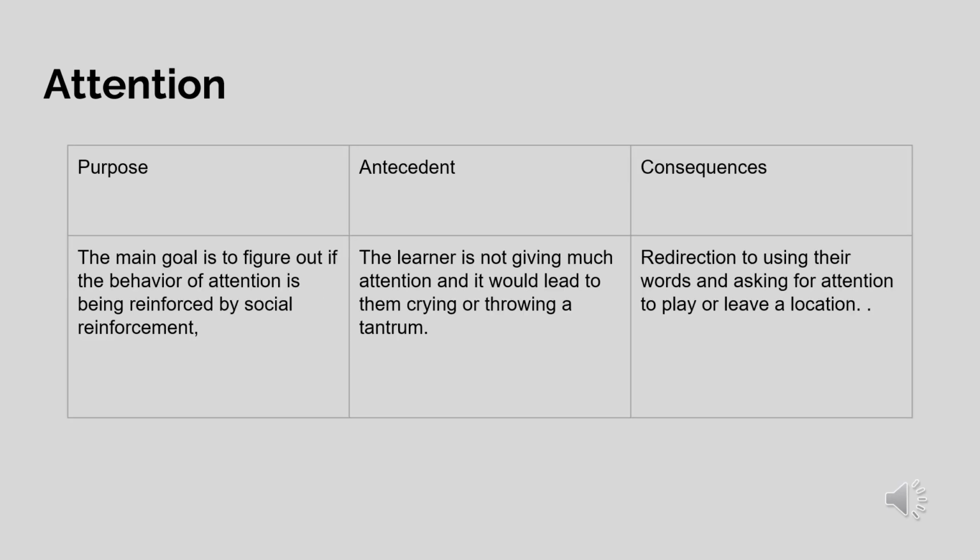The next one would be attention. The main purpose of attention is that the learner gets reinforced by social reinforcement. The antecedents would be the learner not getting attention, and this would lead to them crying, throwing a tantrum, or running off. The consequence would be redirection to using words or asking for attention to play. This can mean any verbal communication, or any other form like using their hands to command, an AAC device, or PECs.